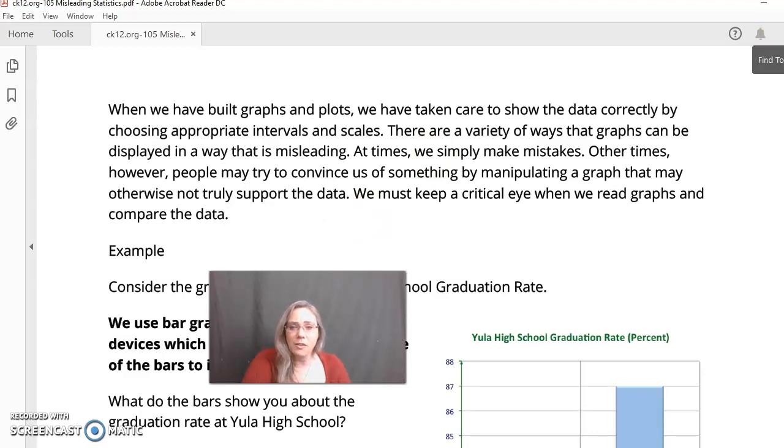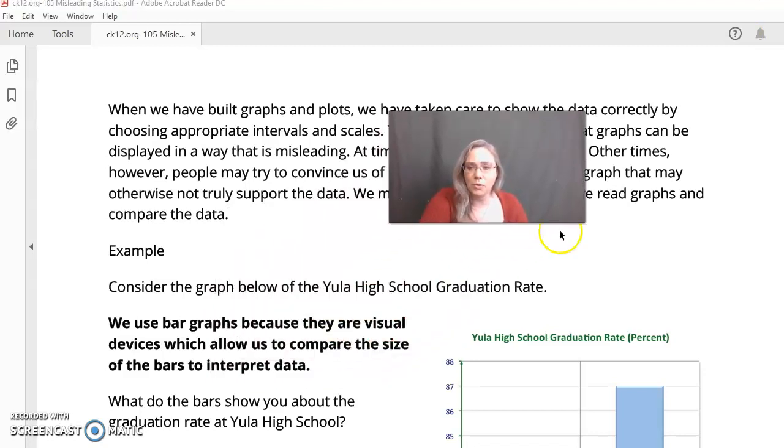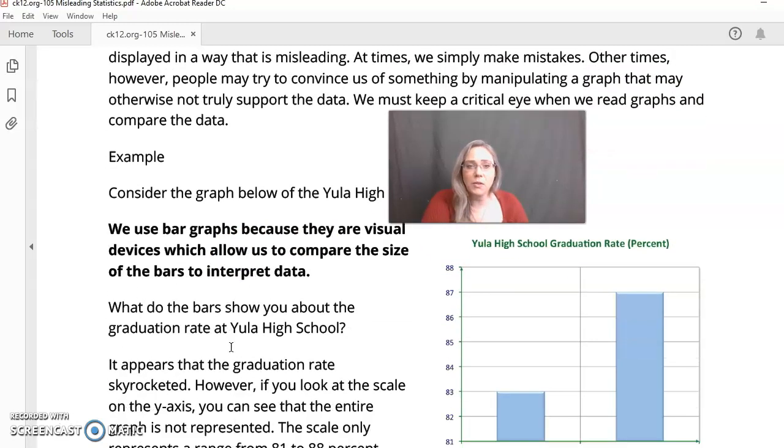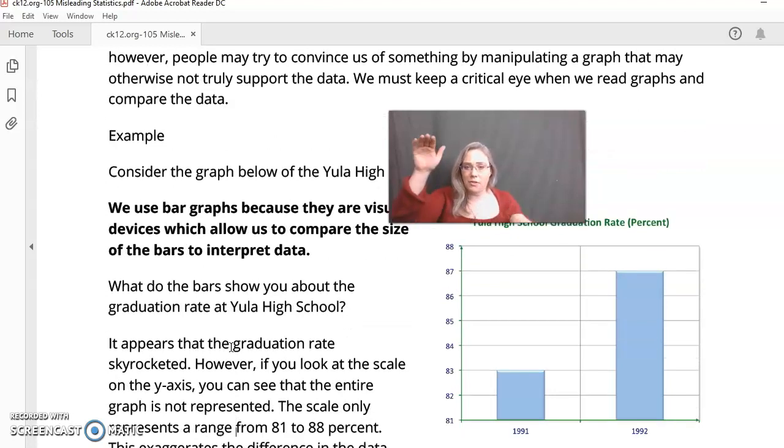So let's look at this one. This is the Eula high school graduation rate. And they're looking at percentage. So they're using a bar graph. So why? Because they are visual devices that allow us to compare the size of two different things. Since we're comparing two different years, we don't need them to actually match up. I have to remember this is backwards for me.